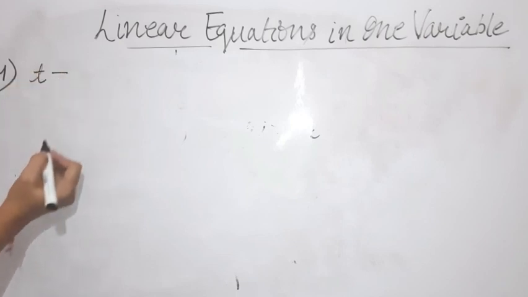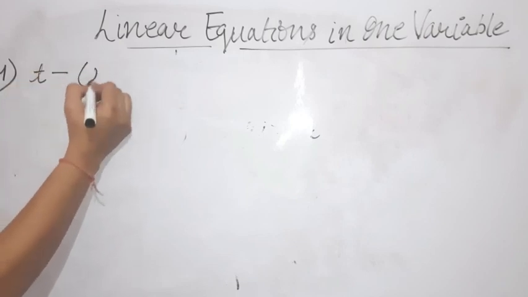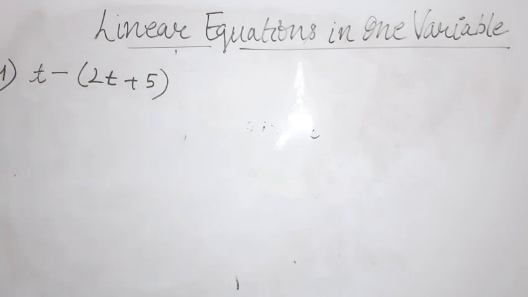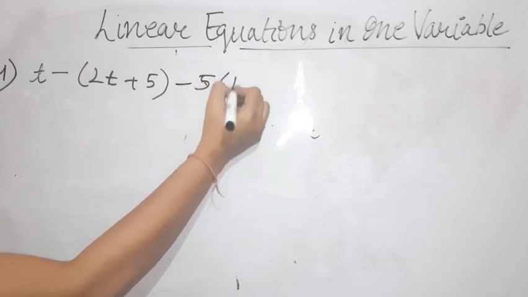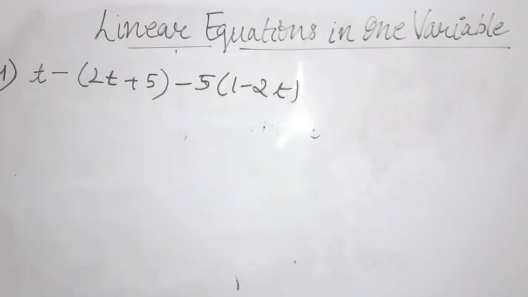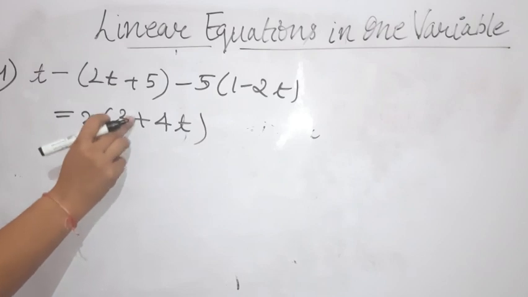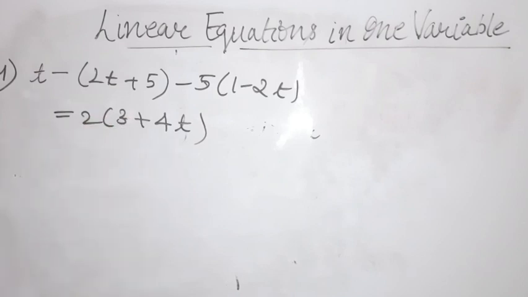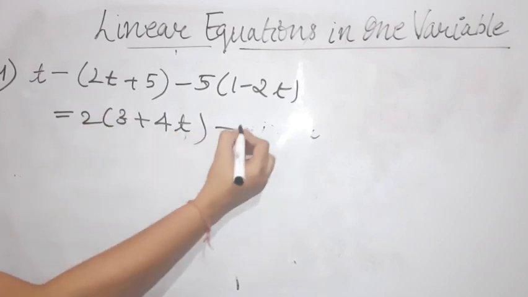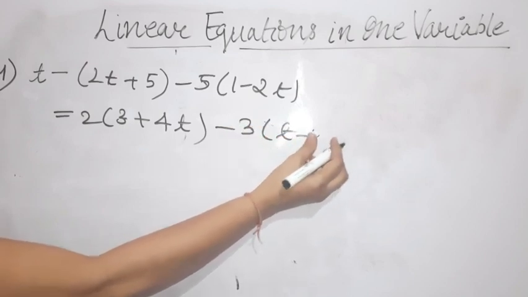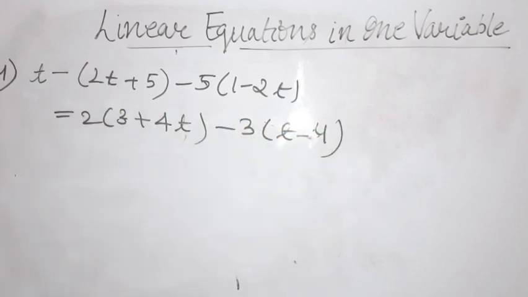t minus (2t plus 5) minus 5 (1 minus 2t), again 2t has come, is equal to 2 (3 plus 4t), and then minus 3 (t minus 4). Now again we have to solve this question in order to obtain the value of t. The verification process I am leaving on you. You students have to do it on your own.